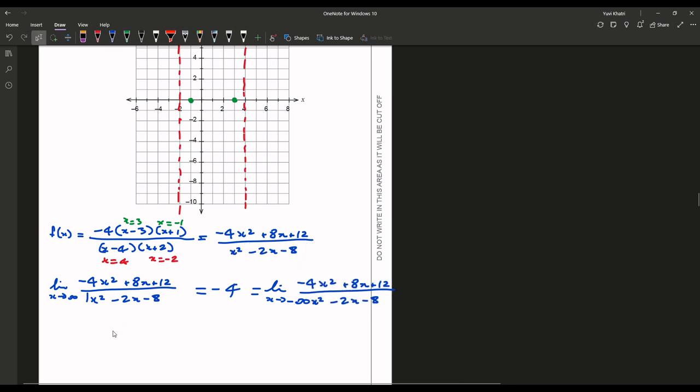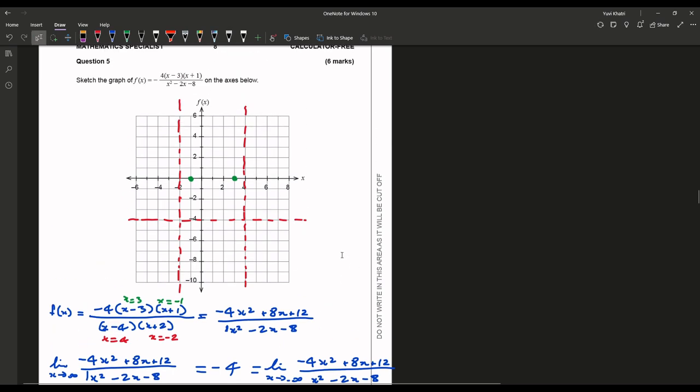And so we've got a horizontal asymptote at y equals -4. So you can just look at it like, because the degree of the numerator and the denominator is the same, we can just divide the coefficients of the highest power, and that's just y equals -4. So we will draw our horizontal asymptote right here.